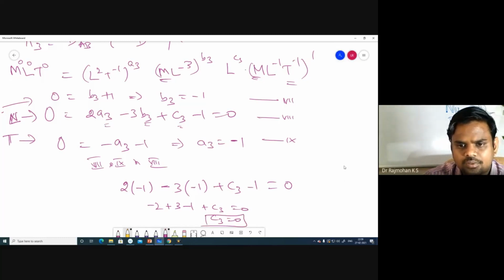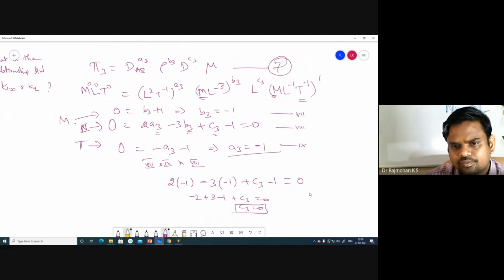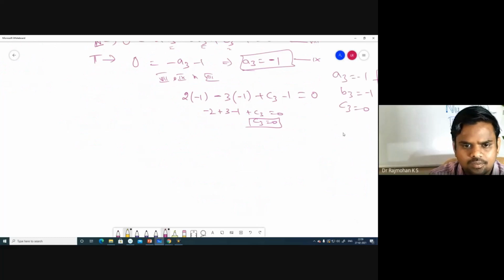Okay, so we can substitute the A3, B3, C3 values in this equation. Let it be a number, gives 5, 6 is over 7. So these values, A3 equal to minus 1, B3 equal to minus 1 and C3 equal to 0, be 8. Substituting 8 in 7, we will get pi 3.